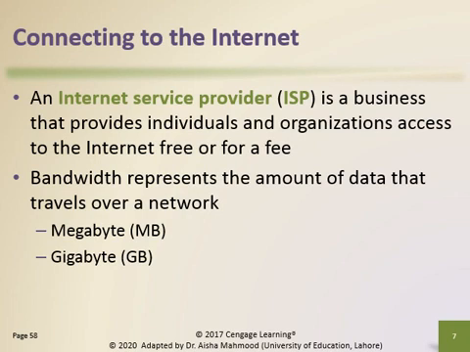Bandwidth represents the amount of data that travels over a network. A high speed bandwidth means more data transmits. Data sizes typically are stated in terms of megabytes and gigabytes. A megabyte is equal to approximately 1 million characters, and a gigabyte is equal to approximately 1 billion characters.